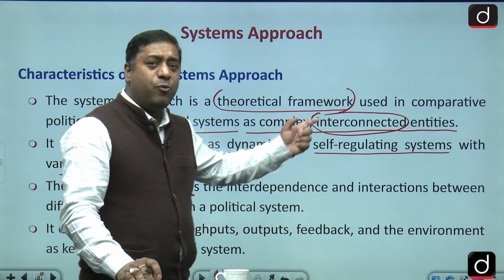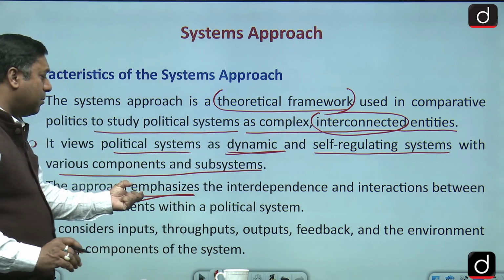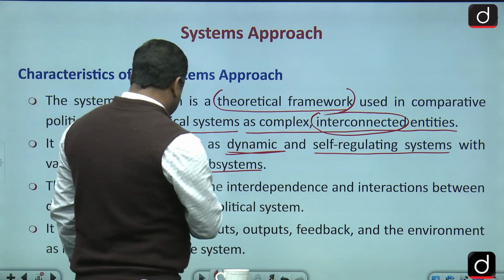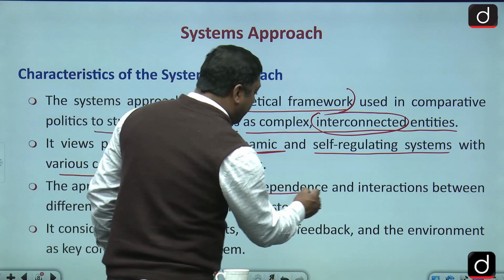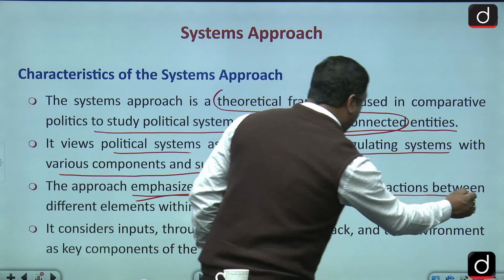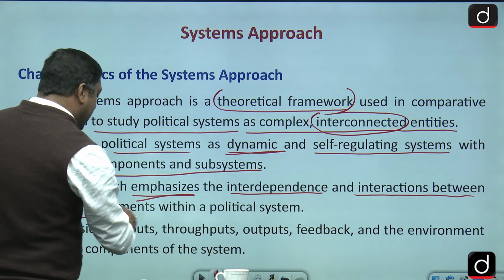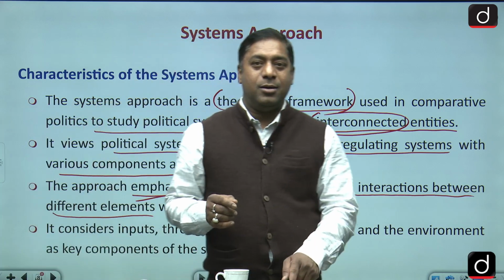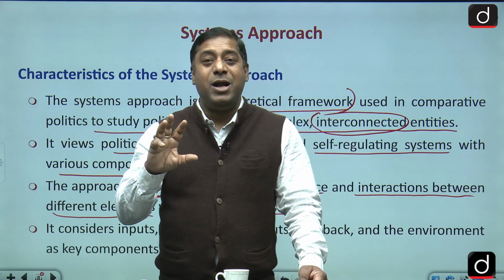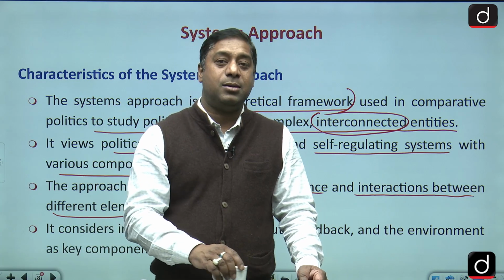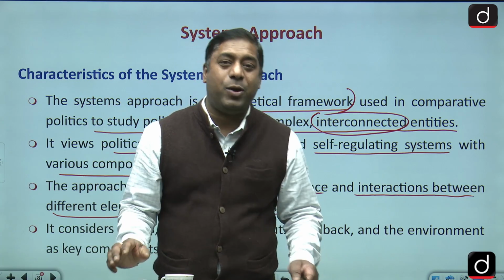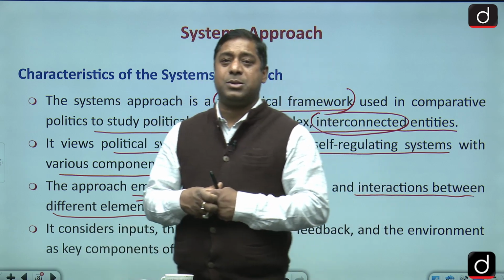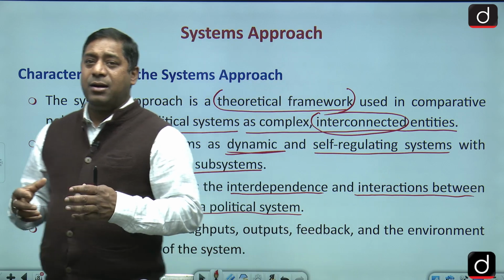Okay, and so when they are talking about interconnected, it comes here. That means this systems approach emphasizes the interdependence and interaction between different elements within a political system. Got it? See, complex, when does a thing become complex? A thing becomes complex when it is dynamic, when there are interactions taking place, when there is interdependence.